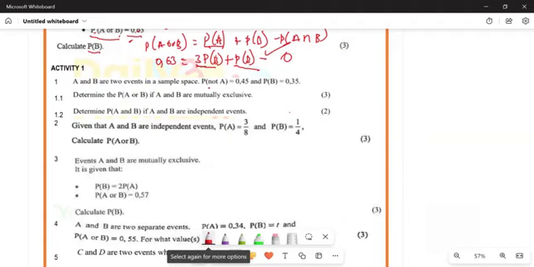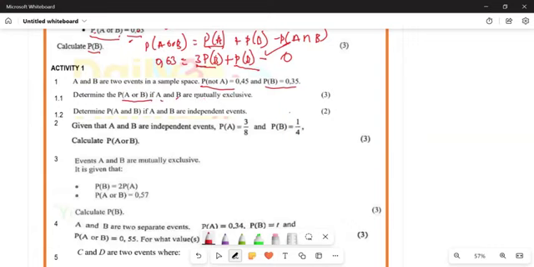So the question says A and B are two events in a sample space. The probability of A not is 0.45, and the probability of B is 0.35. Determine the probability of A or B if A and B are mutually exclusive events.